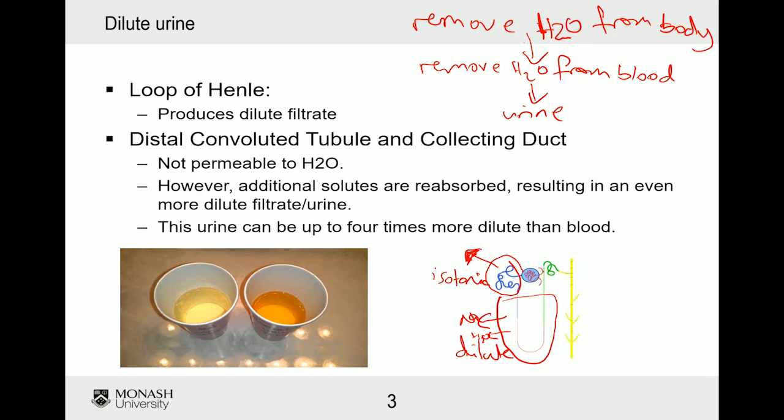Okay. Then we have our distal convoluted tubule and our collecting duct. Now these act together to not be permeable to water. Water cannot get out or in for that matter. However, additional solutes are reabsorbed, so we talked about sodium and potassium being reabsorbed, and this results in an even more dilute filtrate. So we're taking out the ions, but we're leaving the water in the collecting duct. This urine can be up to 4 times more dilute than blood. And you can see it here, this dilute urine.